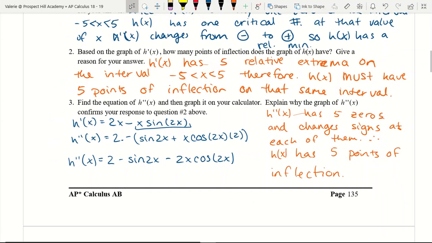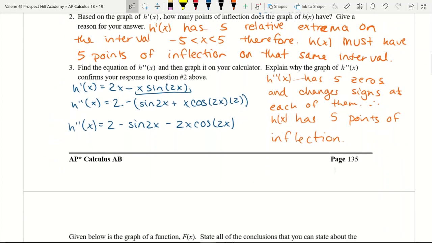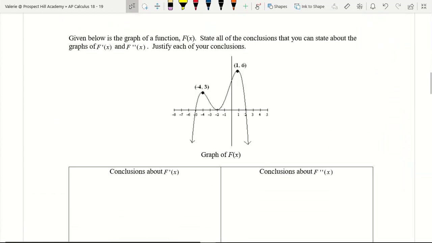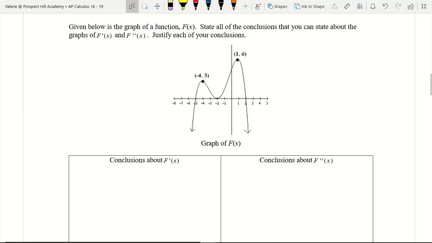Okay, so the next 3 pages are basically going to be that you have a graph and it'll tell you if it's f of x, f prime of x, or f double prime of x. And what you're going to do is use that information from the graph to make conclusions about the 2 missing functions. So if I'm given f of x, I'm making conclusions about the derivative and the second derivative. If I'm given the derivative, I'm making conclusions about the original and the second derivative. If I'm given the second derivative, I'm making conclusions about the original and the derivative.